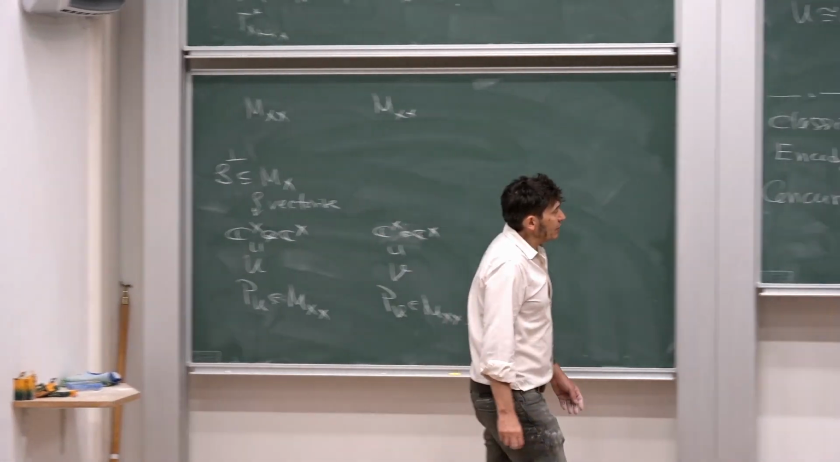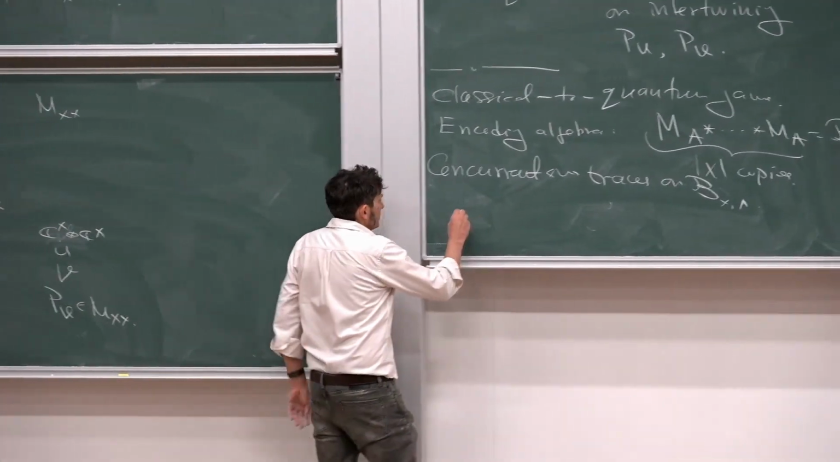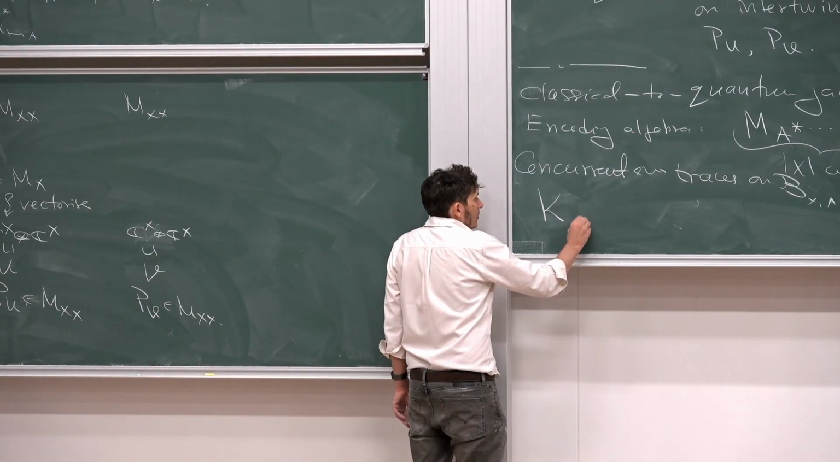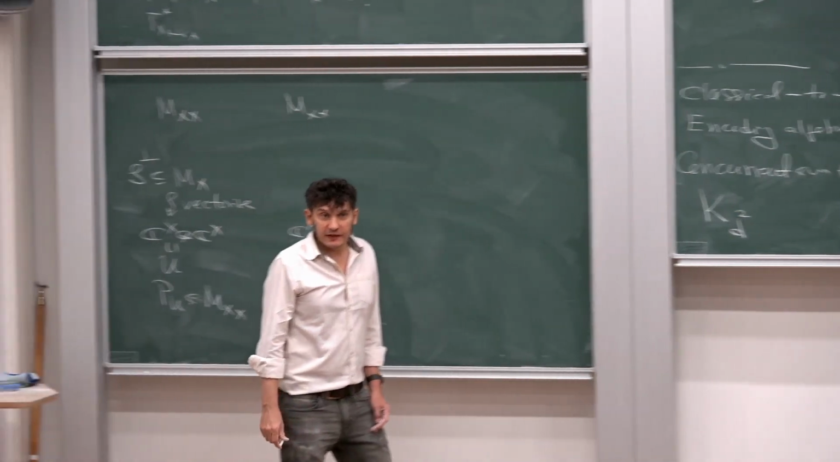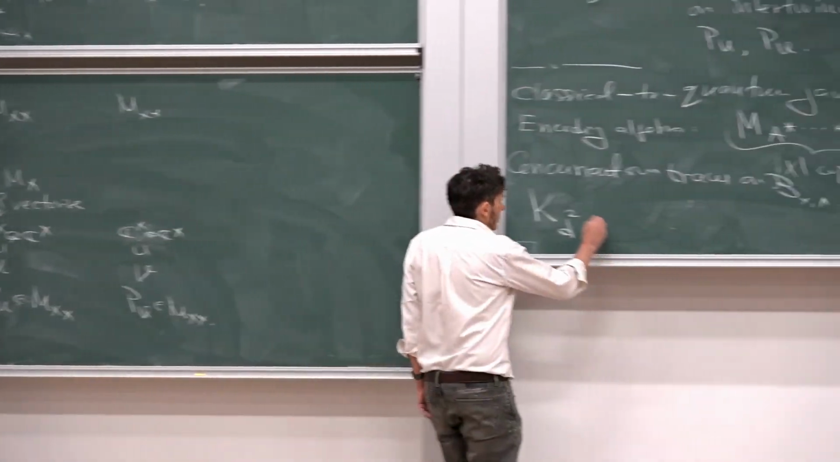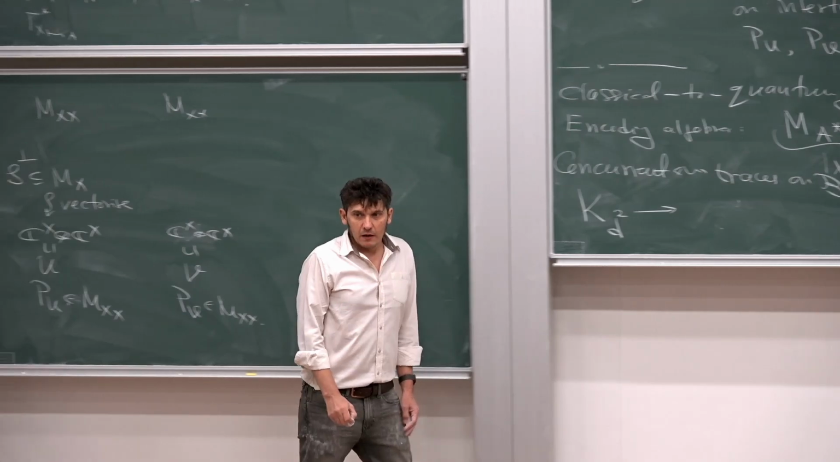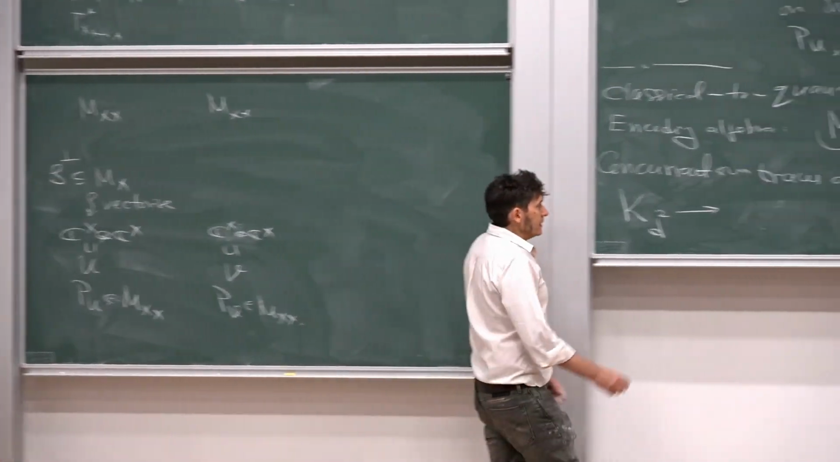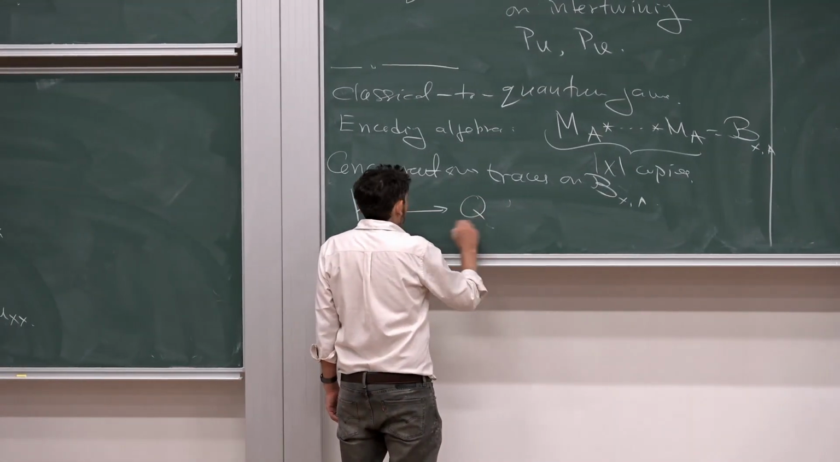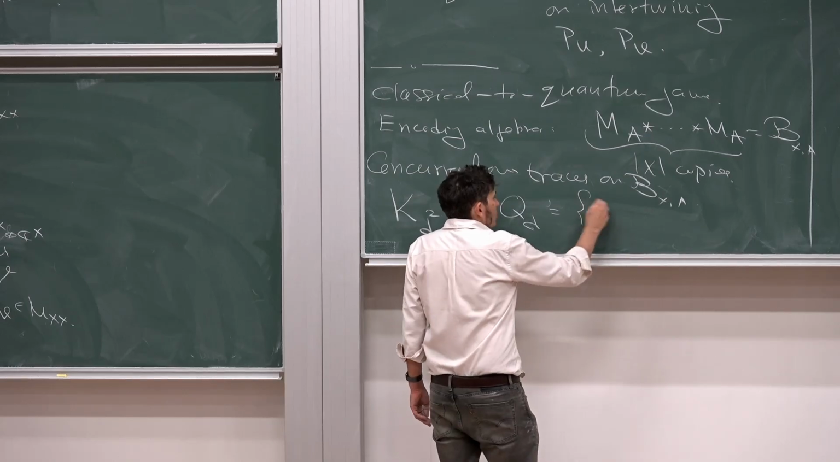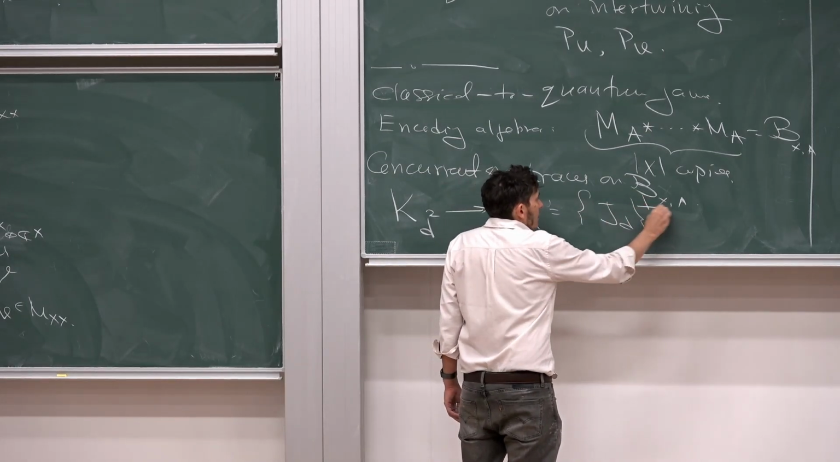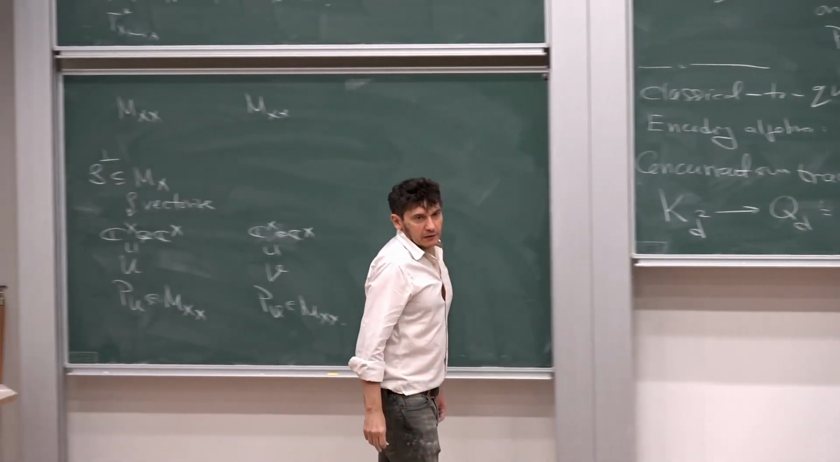So let me now consider the following game. This will be from a classical graph, the full complete graph on D squared vertices, into a quantum full graph on D vertices. A quantum full graph on D vertices is just the orthogonal complement. Let's call it Q sub D. This is the orthogonal complement of the D-dimensional maximally entangled state.